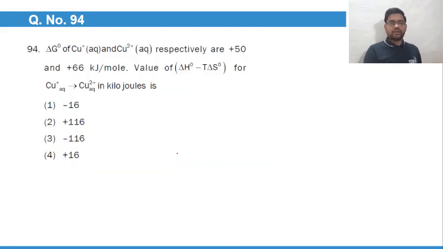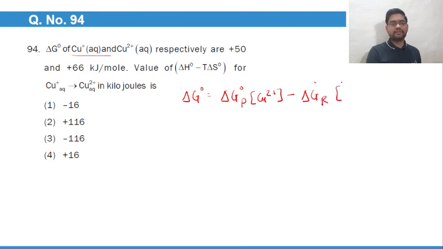Now, talking about question number 94. Okay, so this is the question. Delta G naught, that is the standard Gibbs free energy, for this reaction. So for delta G naught for the reaction, we need delta G naught of the product minus delta G naught of the reactant. What is the product over here? Cu2 plus. What is the reactant over here? Cu plus.